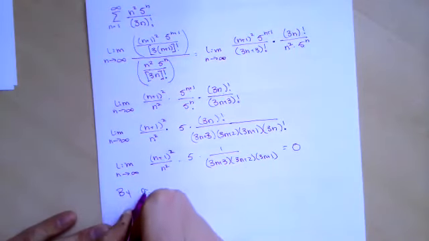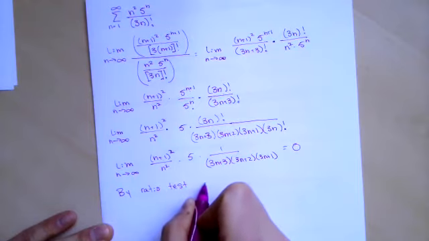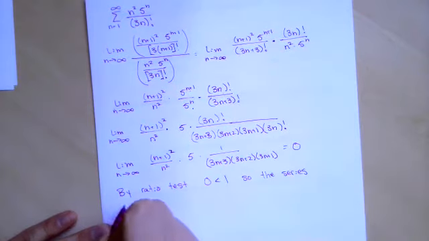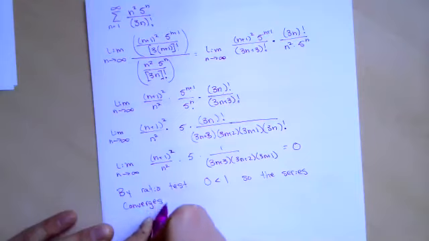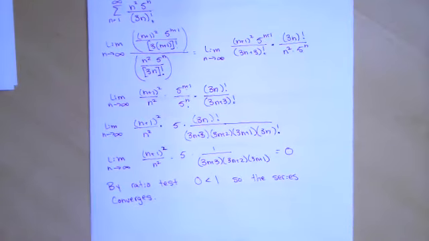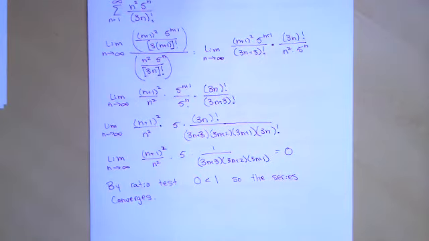So by the ratio test, 0 is less than 1, so the series converges. Any questions? Anyone still writing?